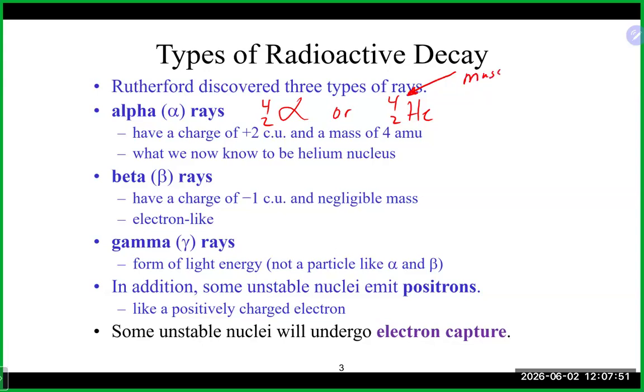By the way, the number up on top is the mass number. The number on the bottom is the atomic number. And the atomic number is the number of protons. The mass number is the number of protons plus the number of neutrons.